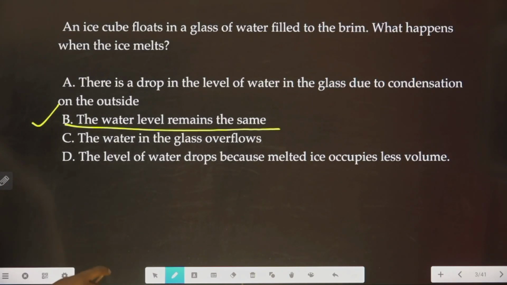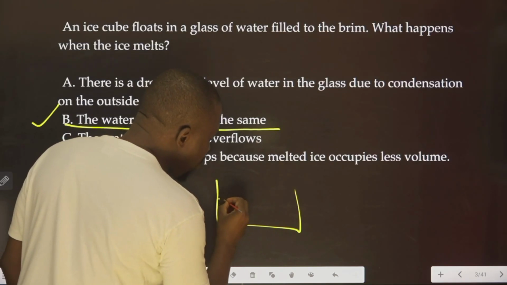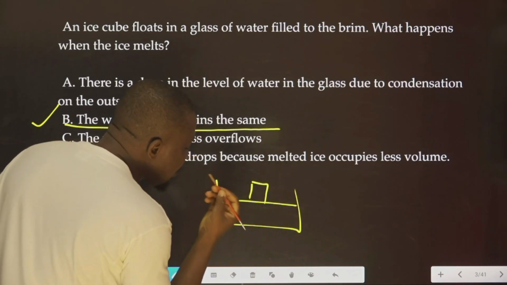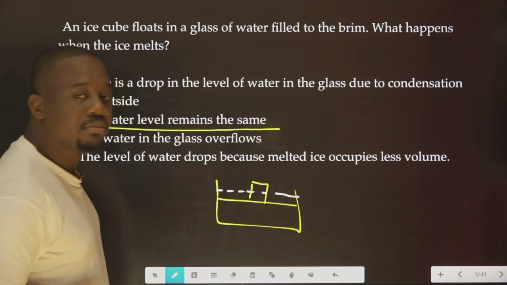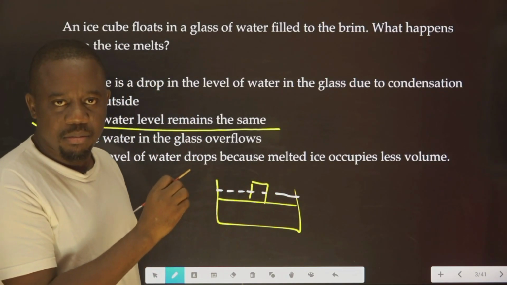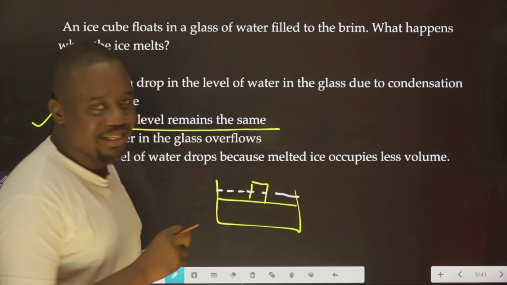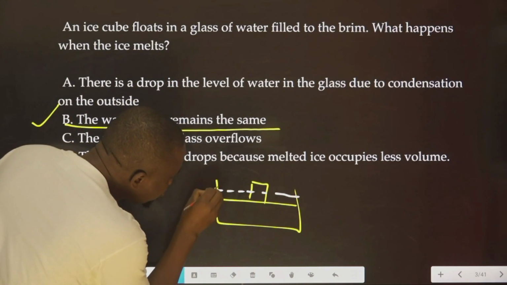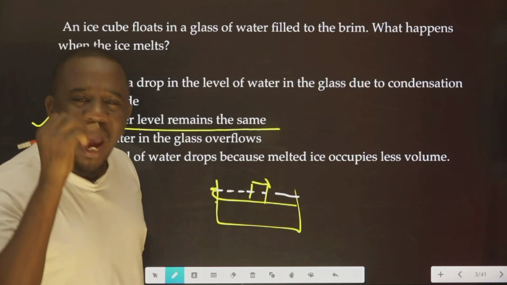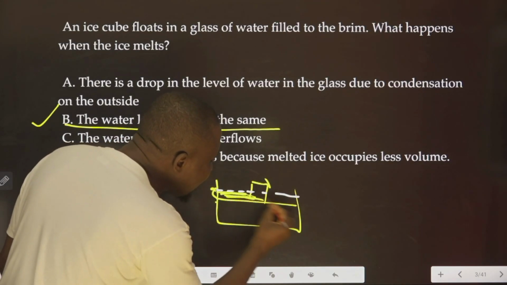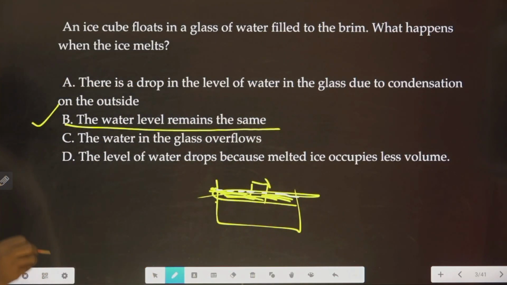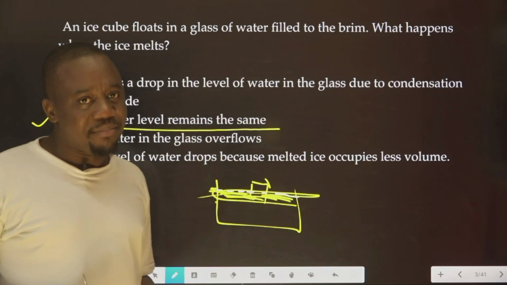Because when you have something like this, there's water here, then you put an ice cube. By putting an ice cube, the level will increase, say, to this level. The volume that was displaced by this ice is equal to the volume of the ice. So this volume displaced from here to here is actually the volume of this ice. So when the ice melts, it's just covering what it displaced. So it will remain at this same level. So the water level remains the same.